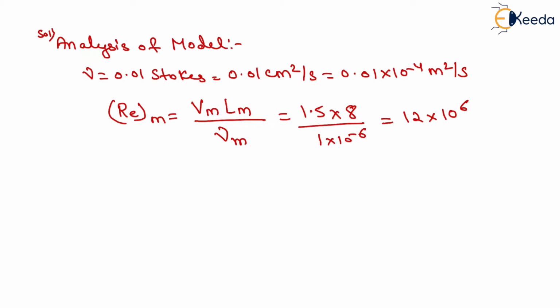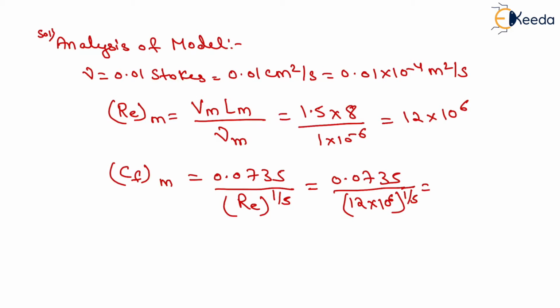Now for calculating the value of Cf for model, it will be equal to 0.0735 upon Re to the power 1 by 5. It will be equal to 0.0735 upon 12 into 10 to the power 6 whole to the power 1 by 5. So it will be equal to 2.82 into 10 to the power minus 3.